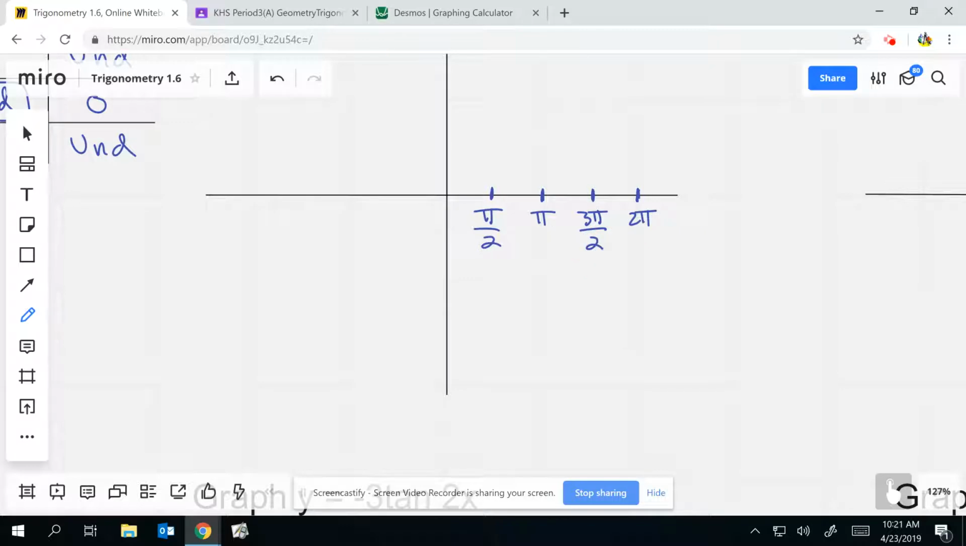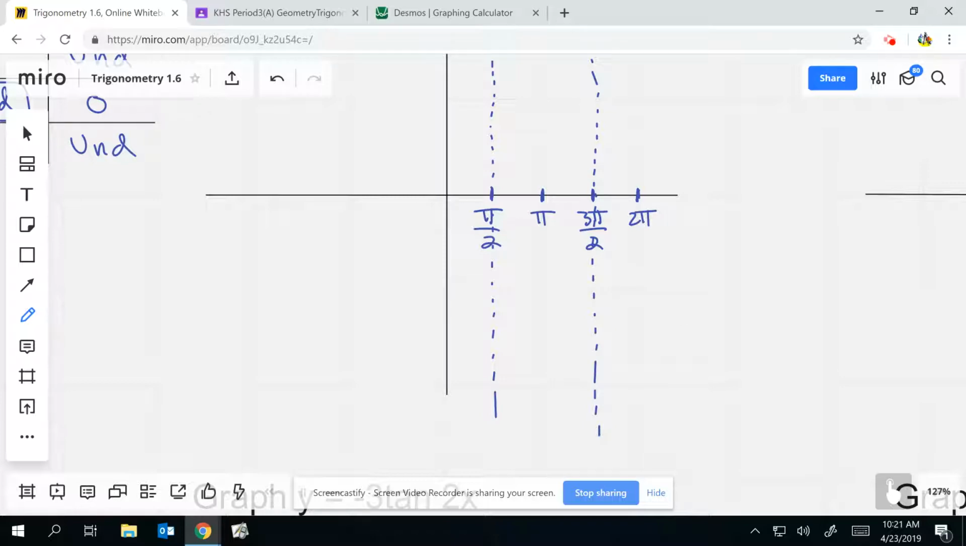To show an undefined value, a value that you cannot graph, you simply make a dotted line vertically straight down through that value. What that dotted line is telling you is that you're not allowed to touch that dotted line. There's no values there. It's like a wall. You cannot cross over it. Okay, it's the same thing at 3 pi over 2. 3 pi over 2 is like a wall. You cannot cross over it.